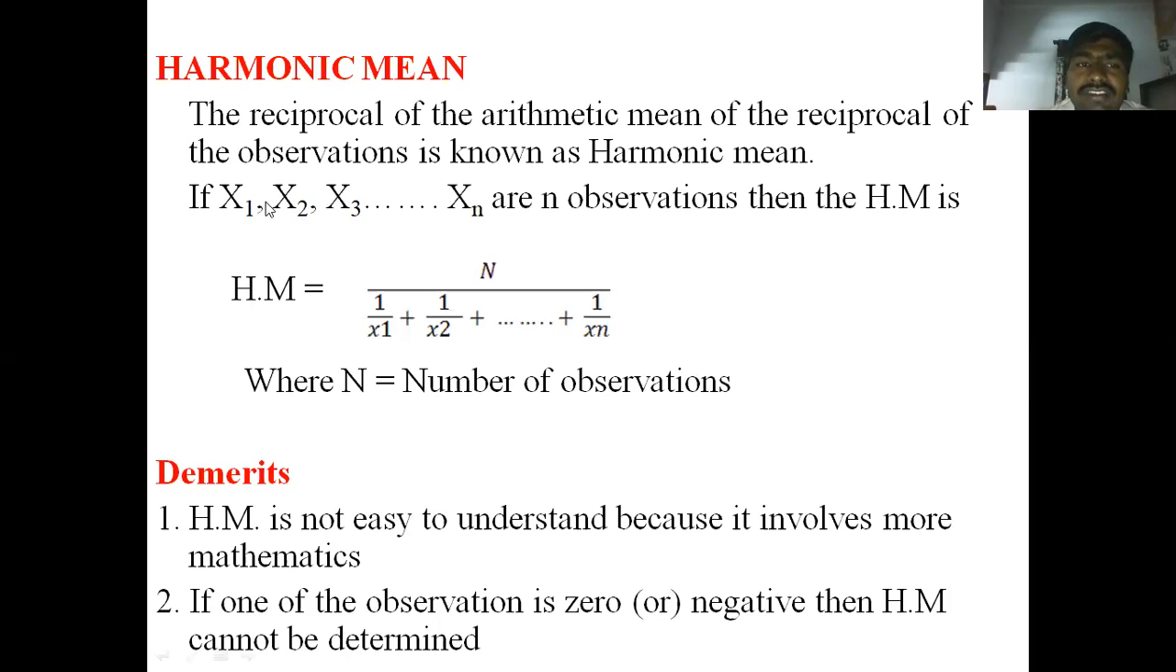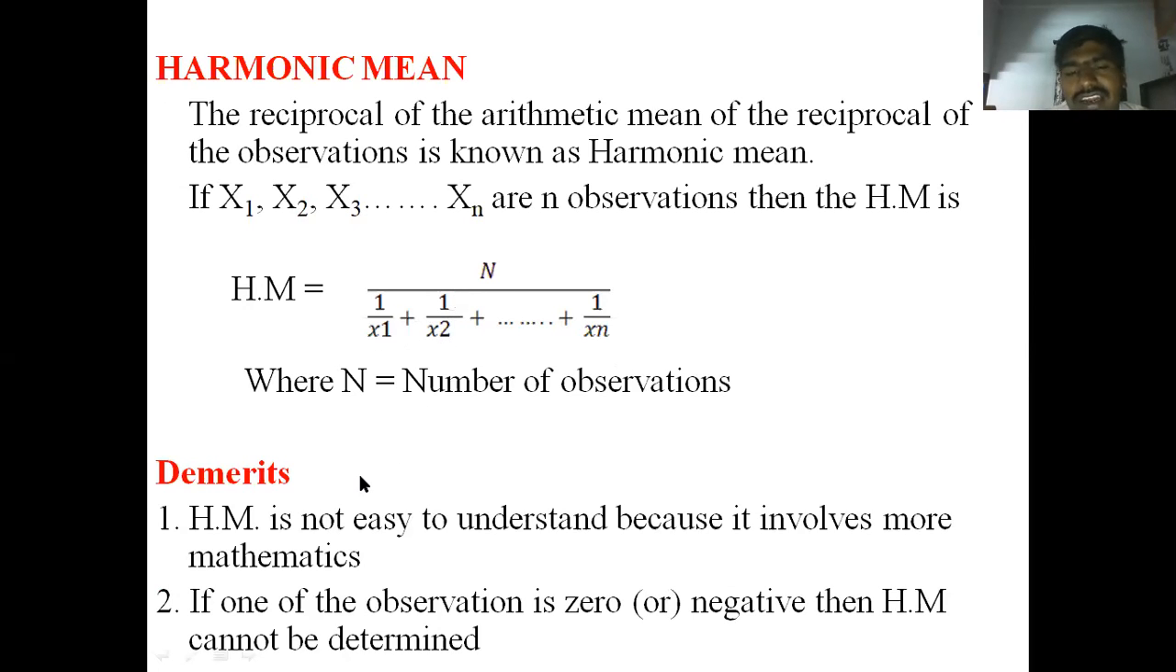If I have x1, x2, up to xn, n observations, harmonic mean is the reciprocal of the arithmetic mean. What is arithmetic mean? Sum of x by n. For that, reciprocal means reverse: n by sum of x. That sum of x, again we take reciprocals. Sum of x is nothing but x1 plus x2 plus and so on up to xn, so reciprocals means 1 by x1 plus 1 by x2 plus up to 1 by xn. So it is n by sum of x, where for the sum of x we have to find the reciprocals.